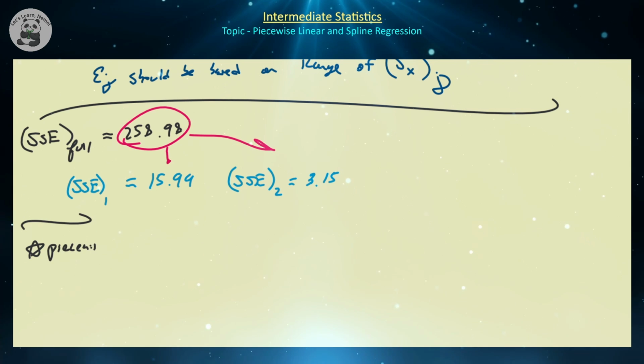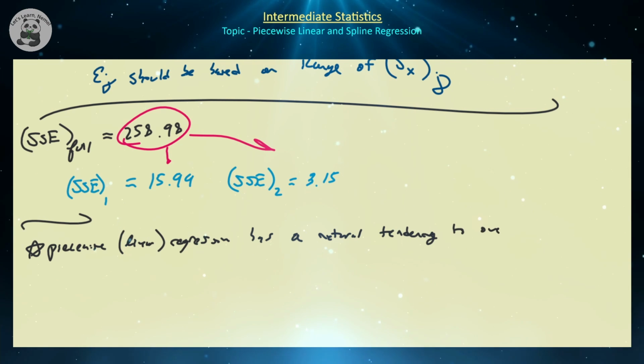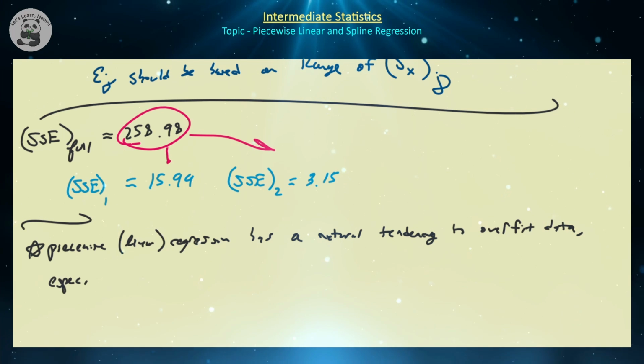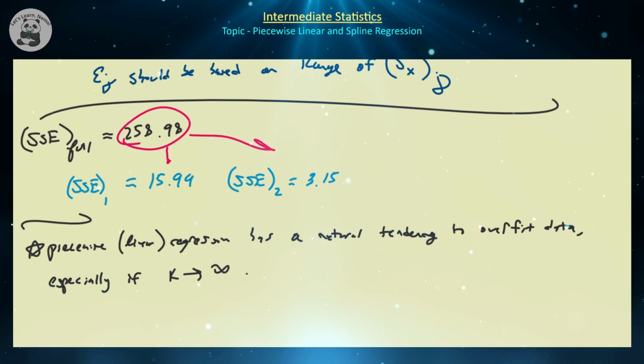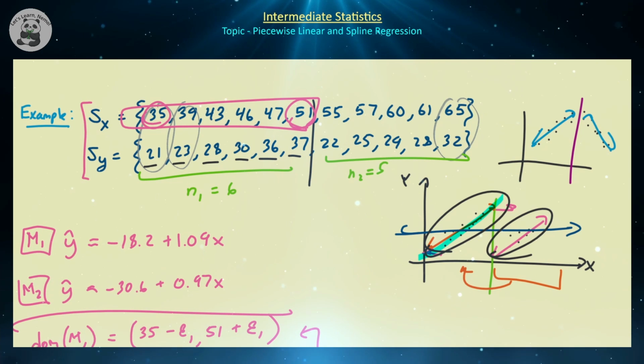Piecewise regression, in particular piecewise linear regression, has a natural tendency to overfit data, especially if the number of pieces gets arbitrarily large. Here we have a number of pieces equal to 2 because we pretty much saw in our data set for our scatter plot that we had 2 clusters of data that are relatively linear. That's why we chose 2.